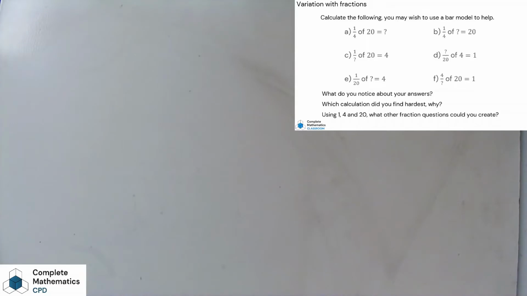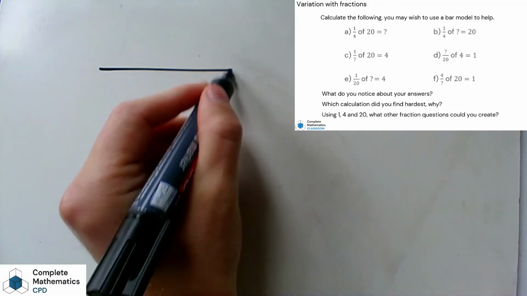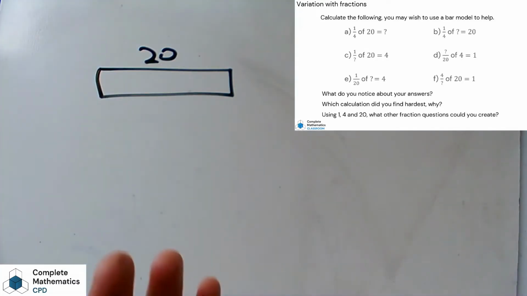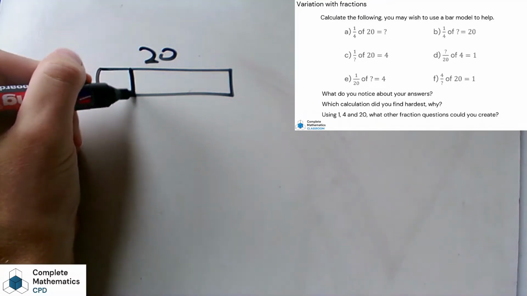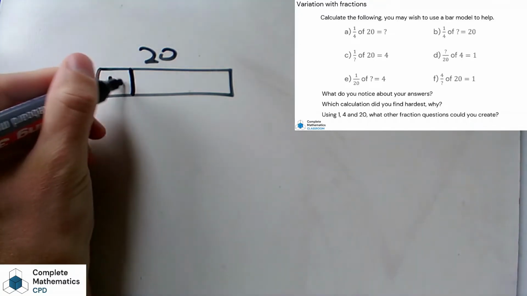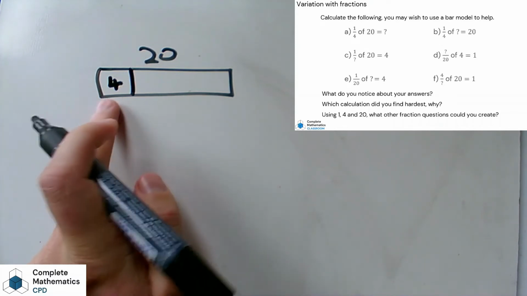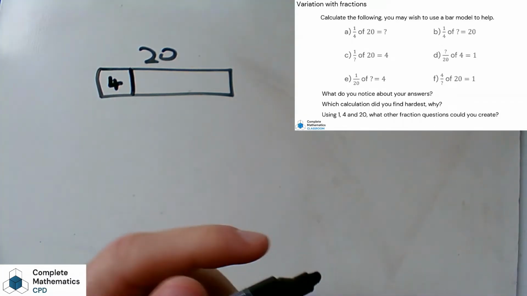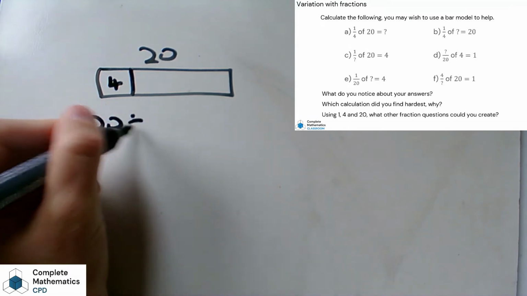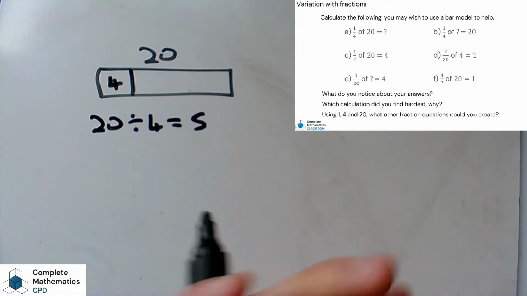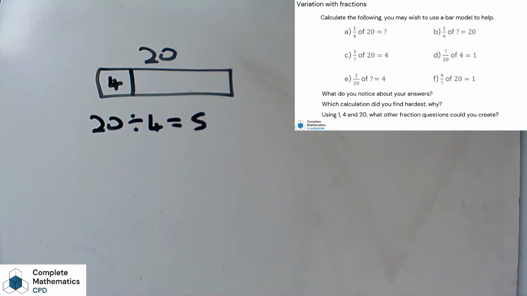Okay, moving on to part C then. This time we're trying to find an unknown denominator. We are told the total, which is 20. And we want to know how many parts do we need to split it into, how many equal parts do we need to split it into, such that one of these parts is worth 4. So these are equal parts, so we want to know how many of these fit along its length. So that lends itself to the calculation 20 divided by 4, which is 5 of them. So 1/5 of 20 is equal to 4.